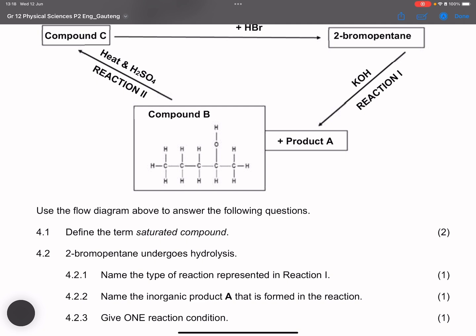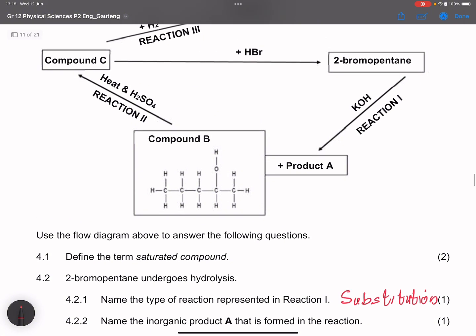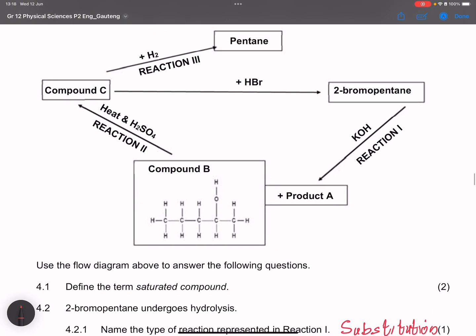Now, ladies and gents, I want you to please note that in that case, that would consist of a substitution reaction. Okay, so that would be a substitution reaction. Now, remember what would happen here for reaction 1. The halogen would come off and we would replace it with the hydroxide ion that comes from a strong base, and so as a result that becomes a substitution reaction.